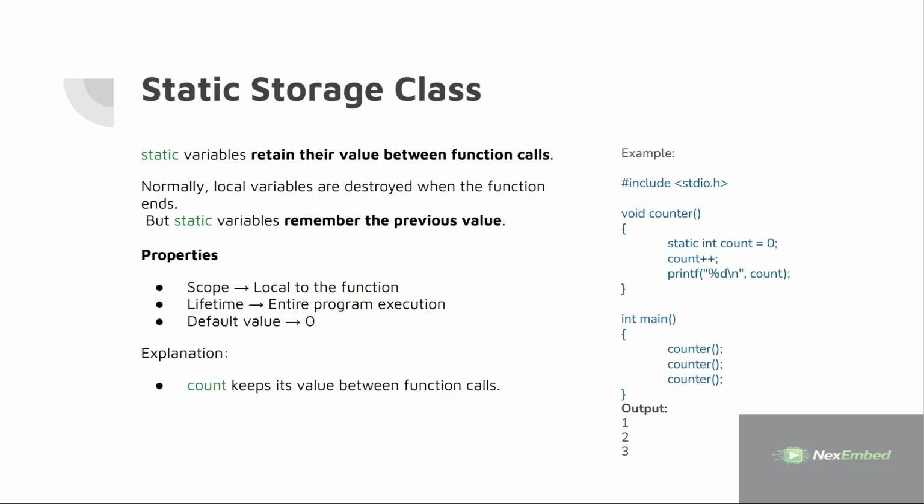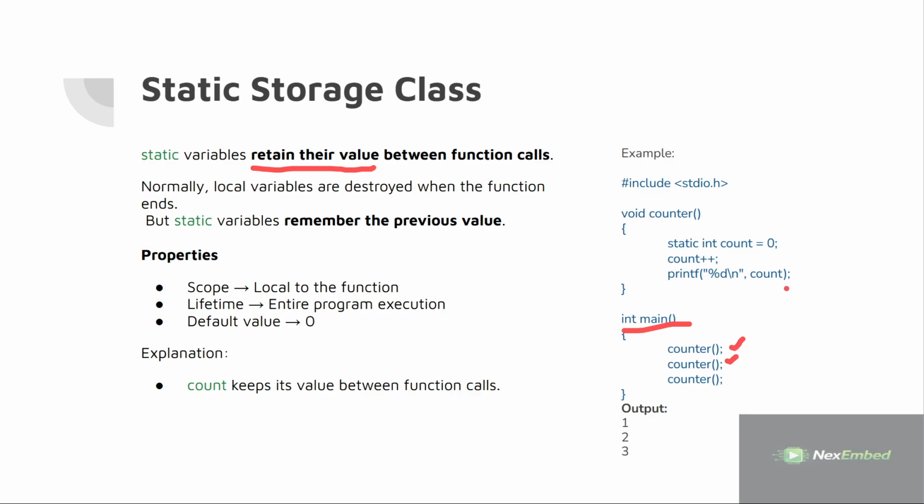Next we can go with the third one, which is nothing but the static storage class. Static storage class is nothing but which retains its value between function calls. Before getting into the explanation, first we can see the function. This is my main function. Inside the main function, I am calling the counter function 3 times.